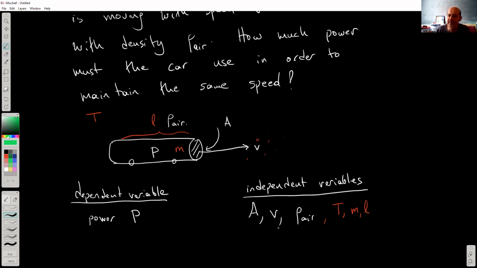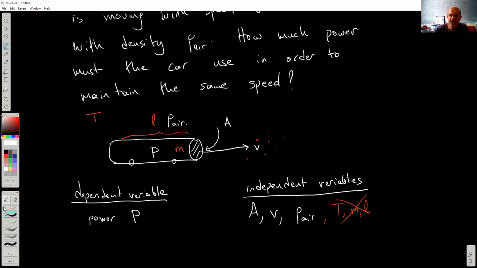The speed also enters into the picture because we know that if the speed is 0, the power should be 0. So speed somehow is relevant. We know that. But the others probably have less relevance. As a result, we just forget about them. I'm going to do this with the color red. We just forget about these, all right? So as a result, I'm going to take these as independent variables, right?